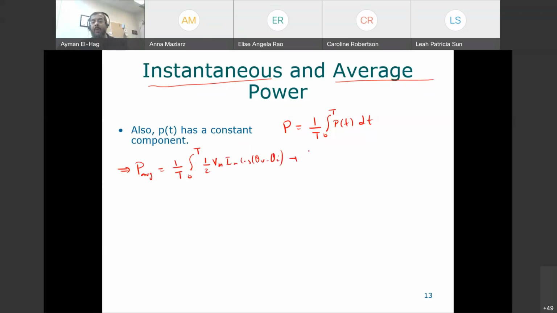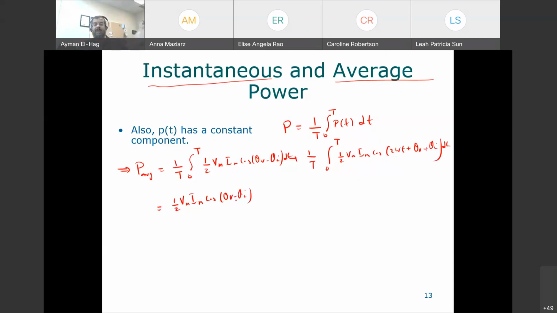Then I will have another 1 half integral from 0 to T. So 1 over T, integral from 0 to T of 1 half Vm Im cosine of 2 omega t plus theta v plus theta I. So I'm taking the average of both components. Now, the integration is with respect to t. So here there is no t component, so I will take this out. So this becomes equal to 1 half Vm Im cosine theta v minus theta I.